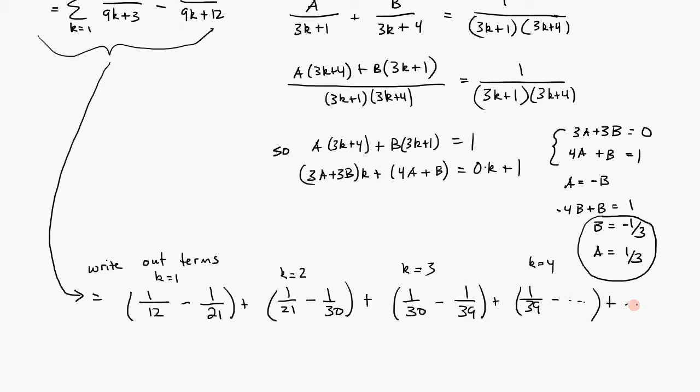This pattern will continue. And we again see that the minus 1 over 21 and this term cancel out, this term cancels this term, and this term cancels. So again, only the first term is left, only this term. So again, the series converges to 1 over 12.